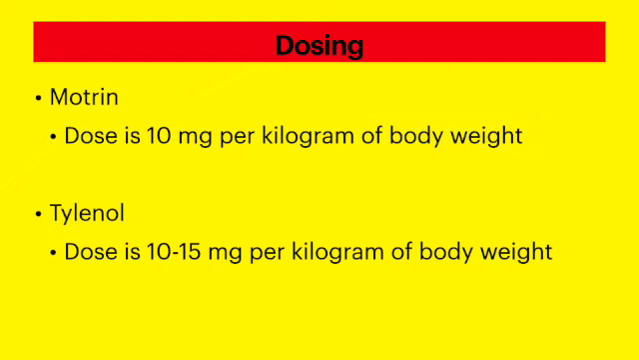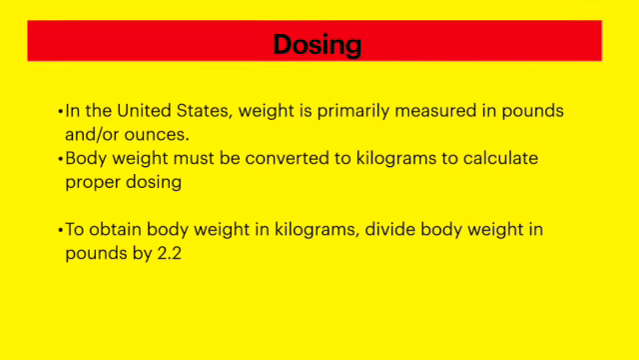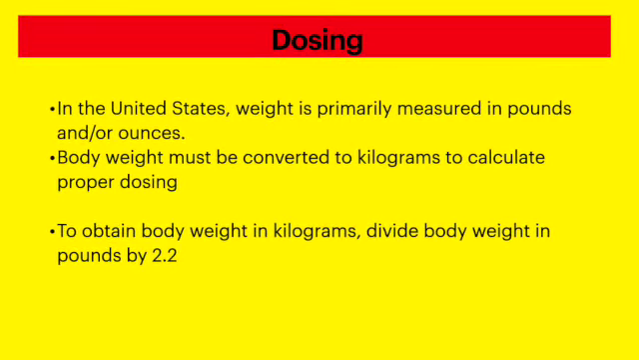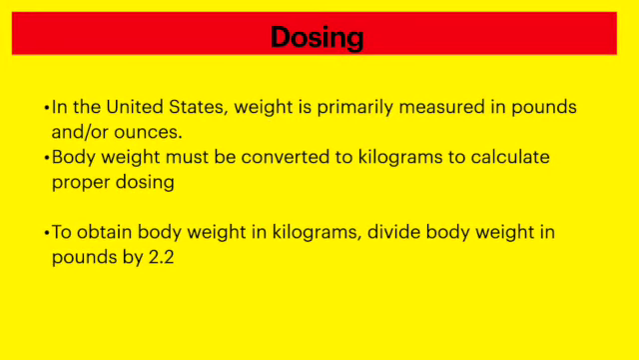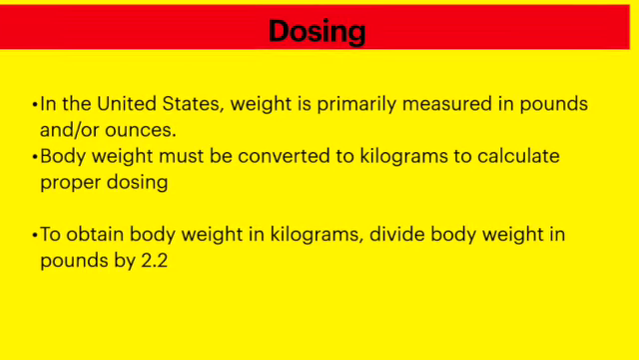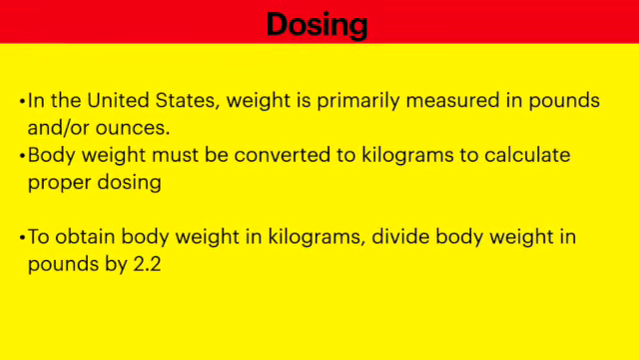Motrin is dosed at 10 milligrams per kilogram of body weight. Tylenol is dosed at 10 to 15 milligrams per kilogram of body weight. In the United States, weight is primarily measured in pounds and/or ounces. Body weight must be converted to kilograms to calculate proper dosing. To obtain body weight in kilograms, divide body weight in pounds by 2.2.